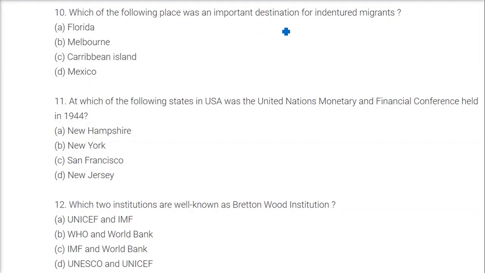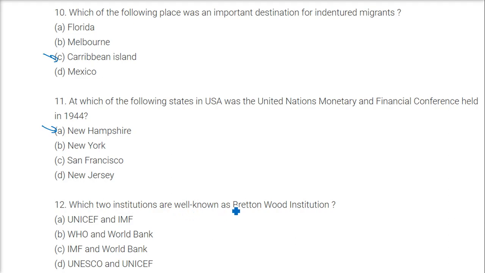Which of the following places was an important destination for indentured migrants? And the answer here is Caribbean island, the Trinidad, Guyana, like this. At which of the following states in USA was the United Nations Monetary and Financial Conference held in 1944? The answer is New Hampshire. There was a hotel there, and Bretton Woods is the name of the place. There was a hotel where this was organized.